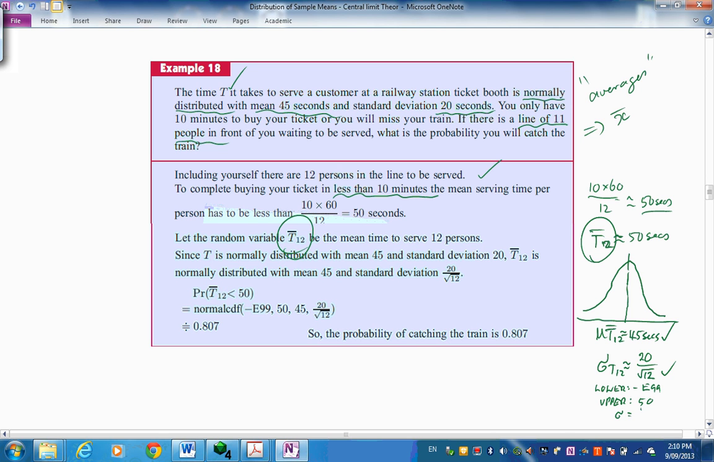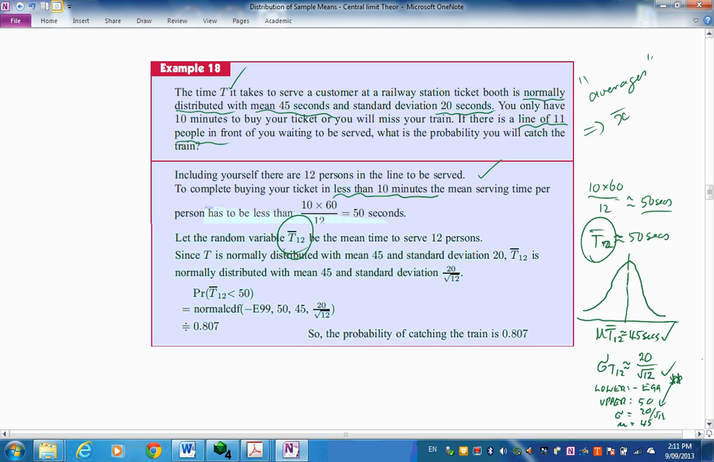Sigma, this is the one that's got to be changed: 20 on root 12, and the mu is 45. So the important thing here is that the t bar 12 distribution is narrower. So if you're talking about means, sample means of a sample of a certain size, then you must adjust the distribution on which you're working.